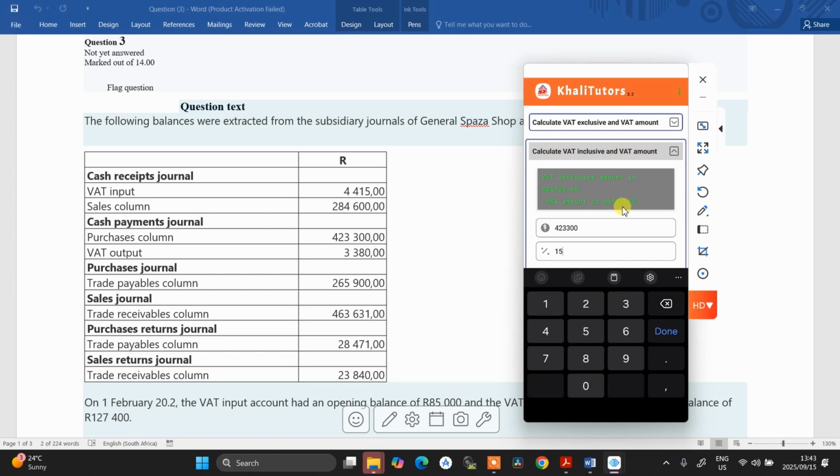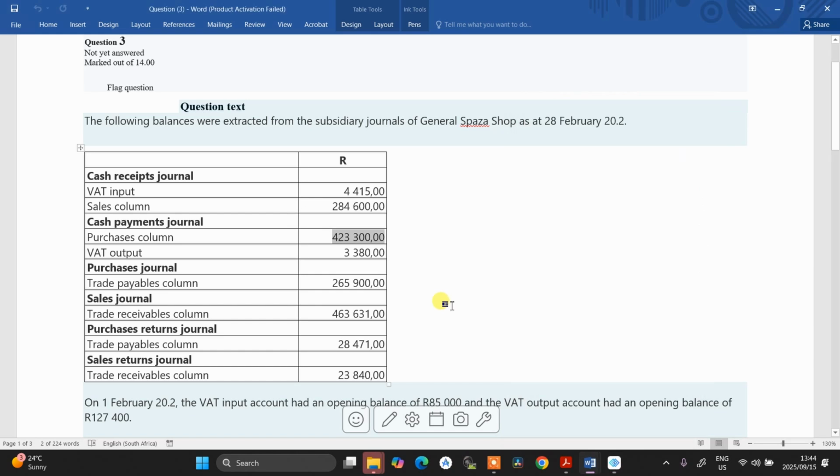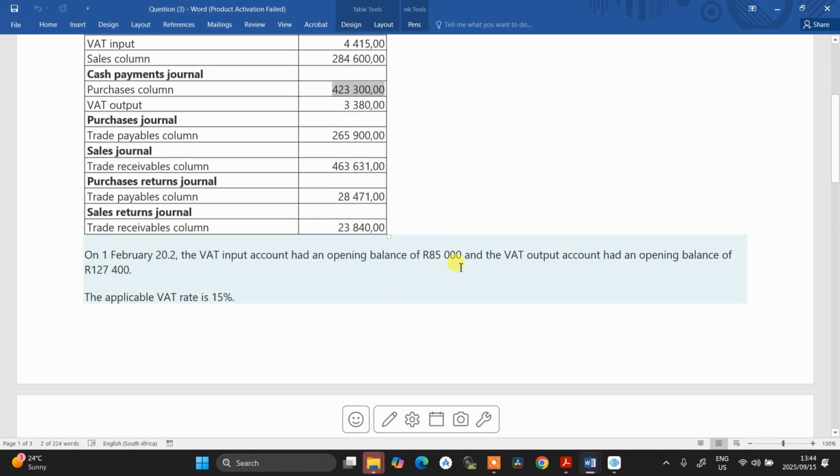63495. So this is what we are going to record in this document here, and that is going to be our VAT input. As you can see, we are not using the VAT output. We are going to use VAT input.